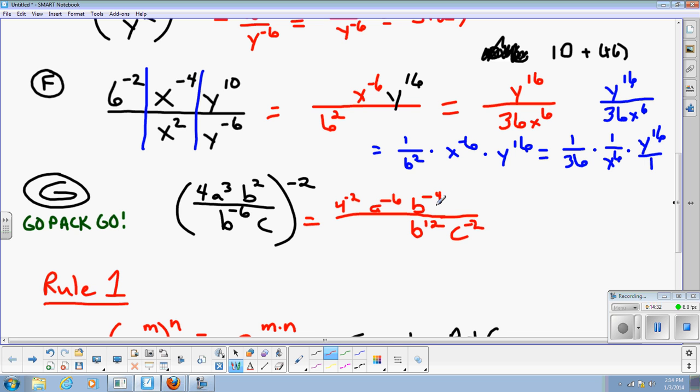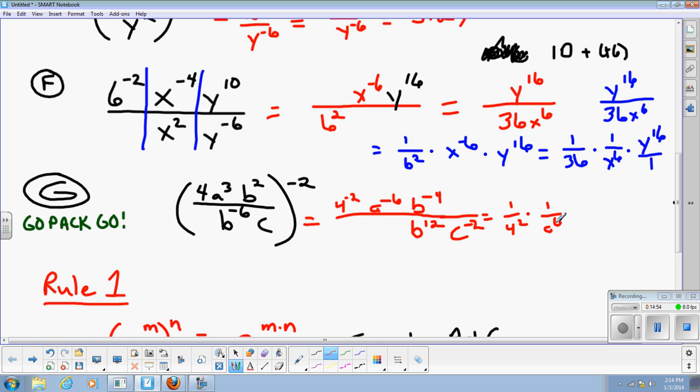All right, now notice when I did this, I lined up the b's. There's nothing above c because the top doesn't have a term with a c in it. There's nothing on the bottom with an a and nothing on the bottom with a 4. So now let's break this apart. 4 to the negative 2, that's 1 over 4 squared. The next one I have a to the negative 6, so that's 1 over a to the 6th.